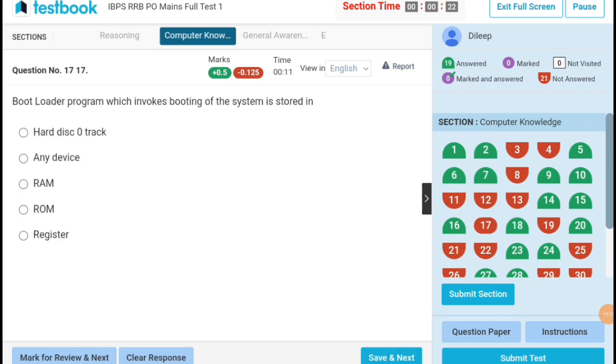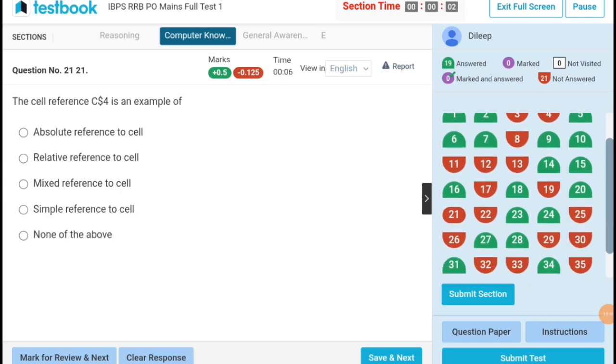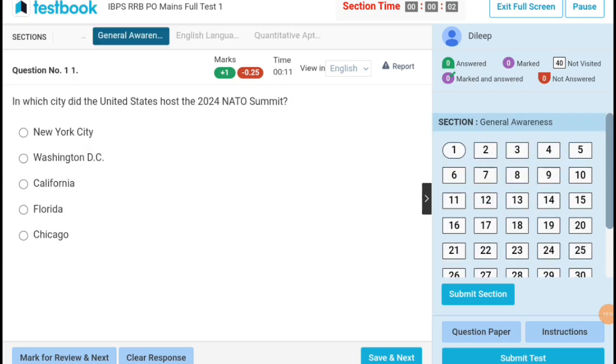Bootloader program, which involves booting the system, is stored in any device. Next. In which city did the United States host the 2024 NATO summit?